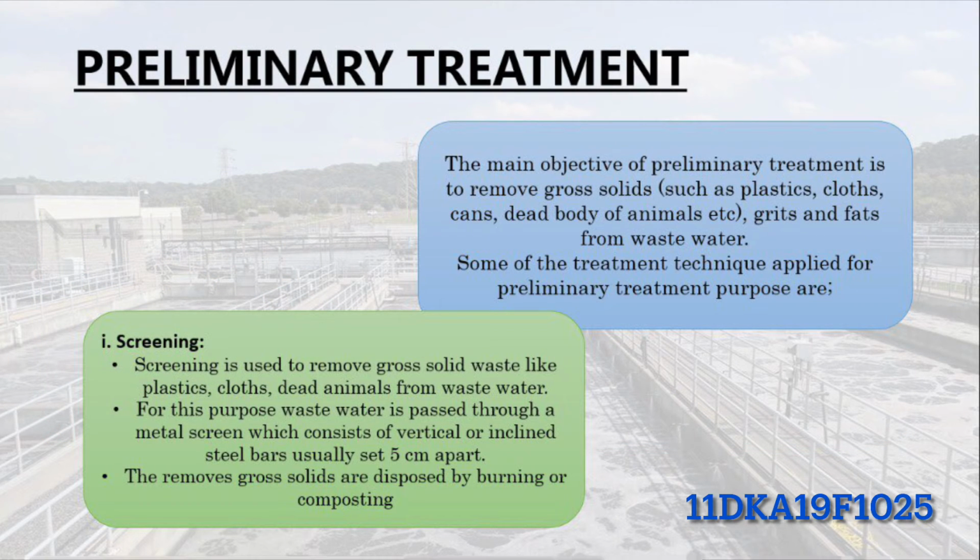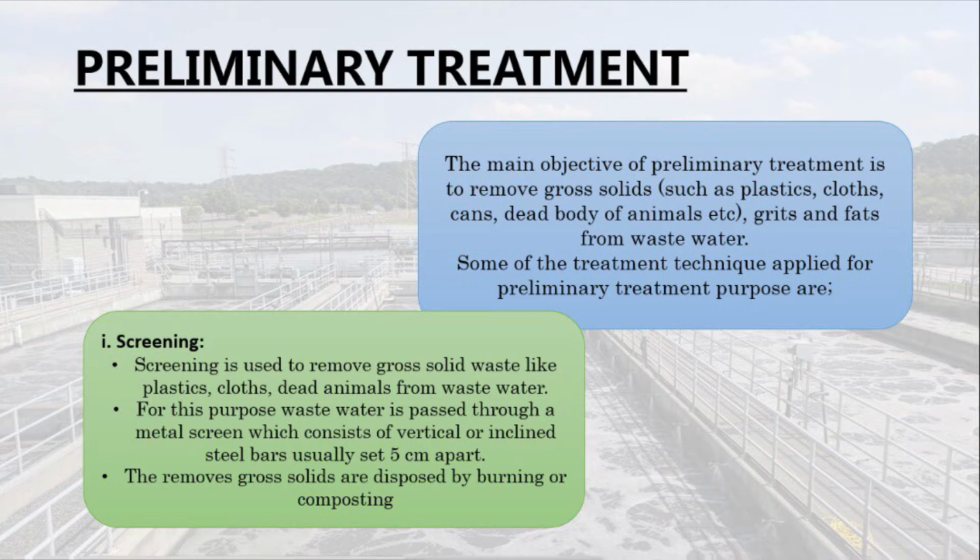I am Shahira, and I want to present about preliminary treatment. The main objective of preliminary treatment is to remove gross solids such as plastic, clothes, cans, dead bodies of animals and others, grease and fats from wastewater. Some of the treatment techniques applied for preliminary treatment are screening, grit removal, and skimming.